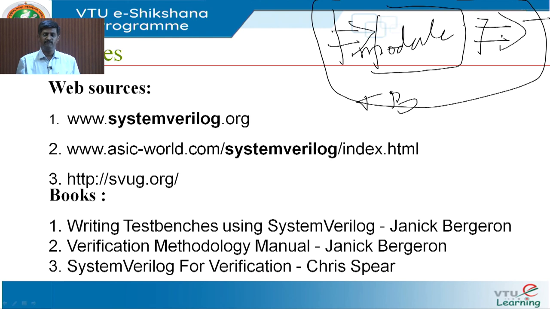So if I have a set of vectors, let us say I am just verifying a two input AND gate. I have two input values, so I need to generate 2 to the power of 2 number of test vectors, that is a set of 4 test vectors. So is my module required to verify for all these 4 vectors or not? That is the important question.